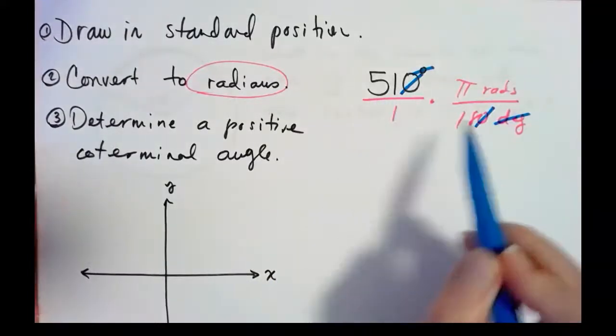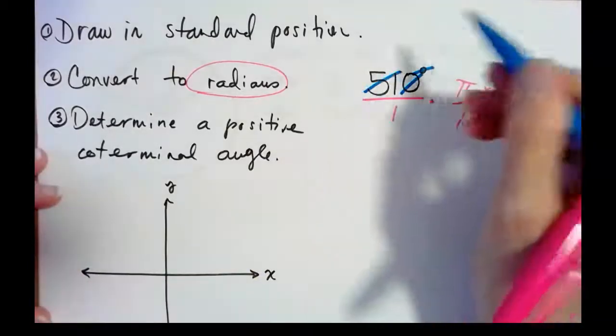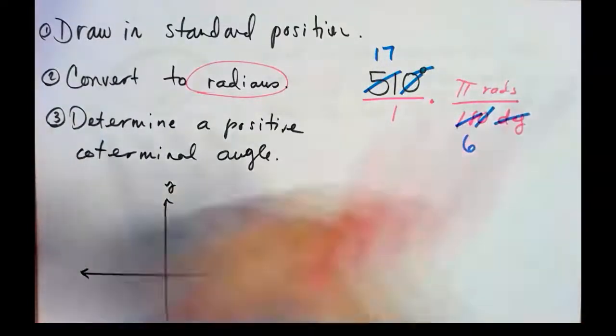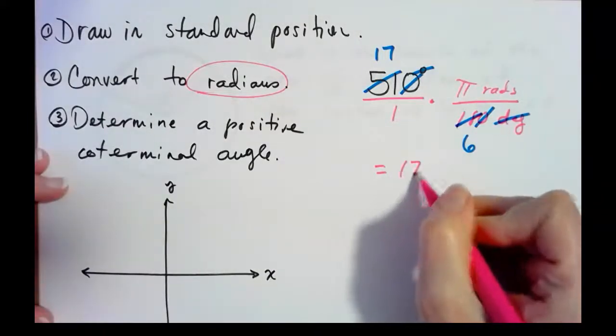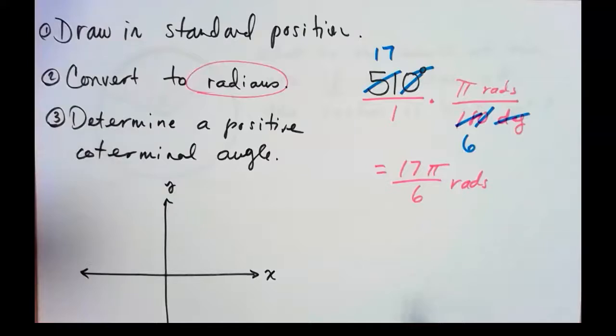Now we've got 51 over 18. 51 and 18 are both divisible by 3. 51 divided by 3 is 17, and 18 divided by 3 is 6. So 510 degrees is 17 pi radians over 6, or 17 pi over 6 radians.